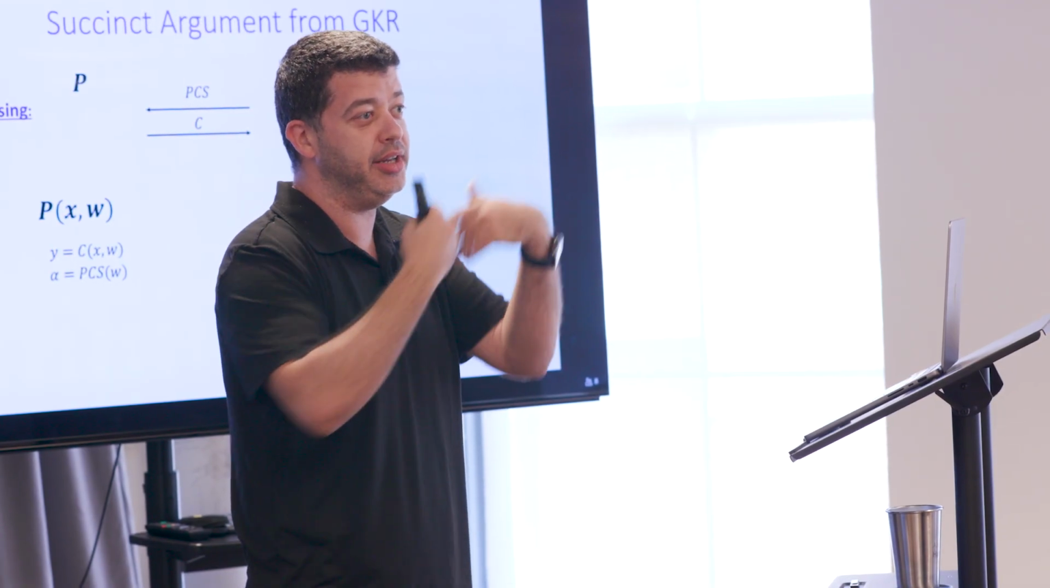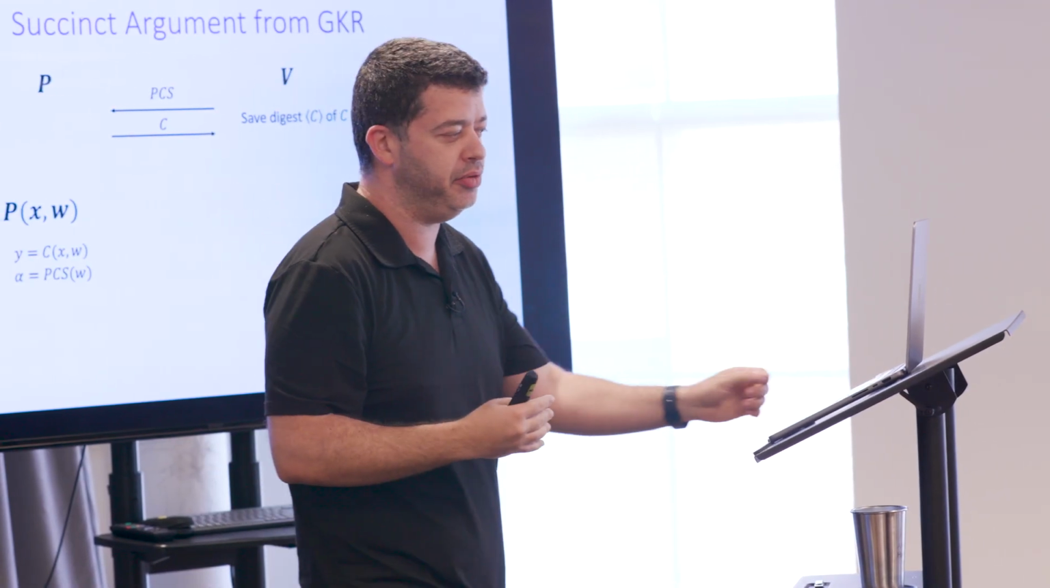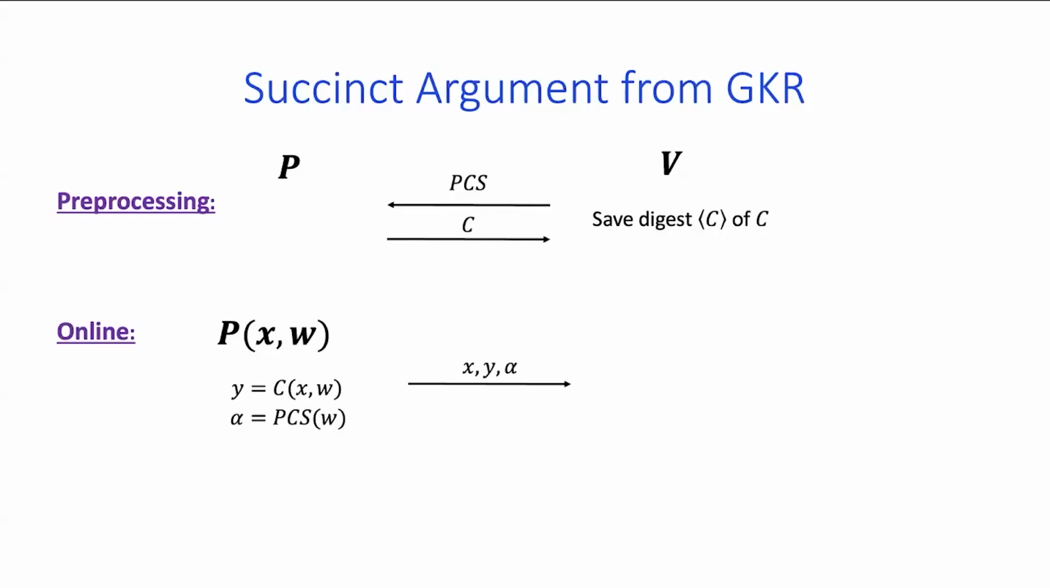So I take W, I view it as the guts of a multilinear polynomial, and I commit to it, so that later I can make evaluation proofs about W. What do I send to the verifier? I send the input claim X, I send the claimed output Y, and I send this alpha, which is the PCS hash of W. It's very short, just a hash of the witness.